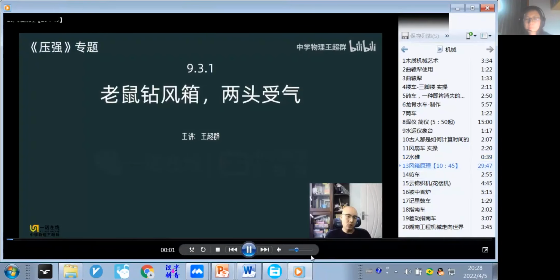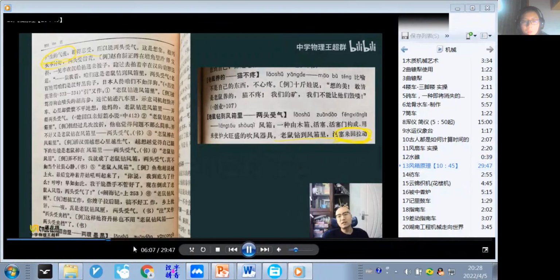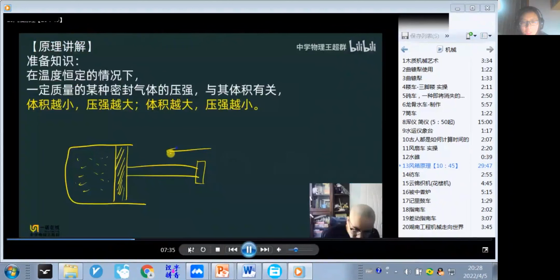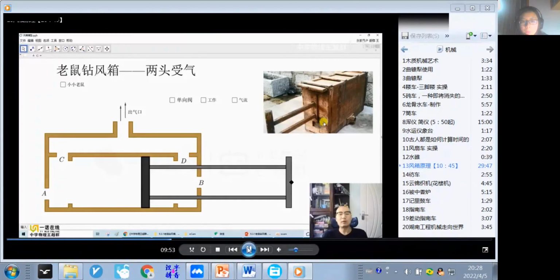大家好，我是中学物理教师王超群。今天我听说两头受气在往外拉的时候。 He's a physics teacher. Let's see. 你推这个活塞的时候呢，里面一点并不一致，对吧？ Here is a cutaway picture of the 风箱 so you can see here.